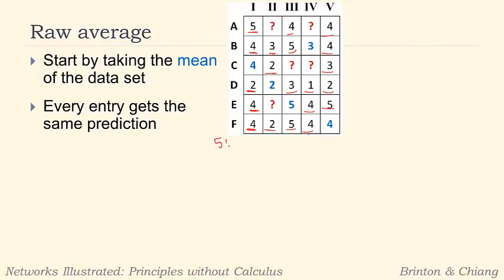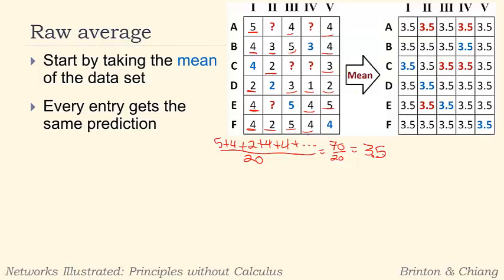So we add 5 and 4 and 2 and 4 and 4, and we keep adding those up, and then we divide by the total number, which is 20, and we get 70 over 20 if you add that up, which is 3.5. And so what that really means is that the mean, or the raw average prediction here, is that everyone would rate the movies a 3.5 star, right? So all these values get 3.5. The unknown ratings, we say, okay, those will be 3.5s. The test set data, we say those will be 3.5s, and so on.